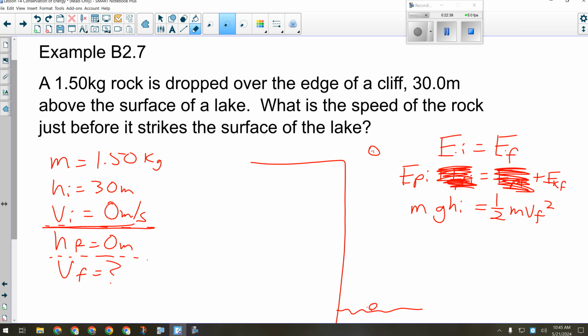Can I now isolate how fast it's going when it hits the lake? How do I get VF by itself? We did a whole bunch like this last week, guys. Right. Divide by 1/2 times m over here. I don't have any addition or subtraction here. Does the mass matter? Can I cancel it? I can.